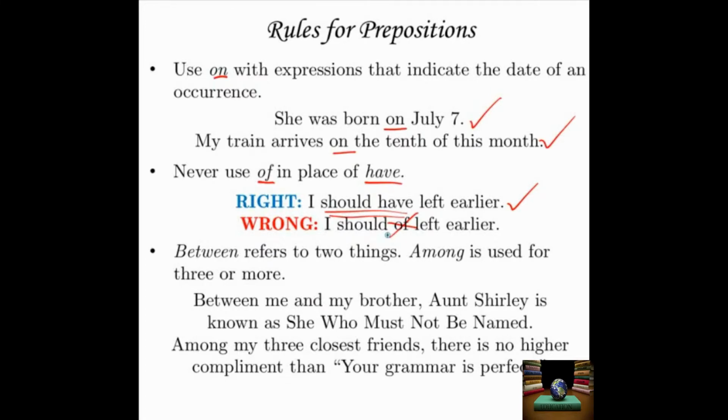Next. Between refers to two things. Among is used for three or more. What does this mean? Let's look at the examples.